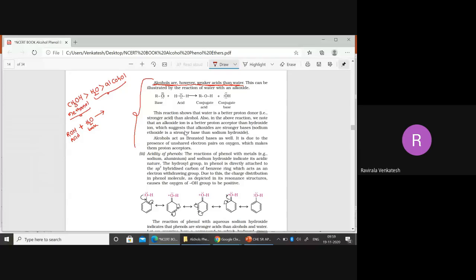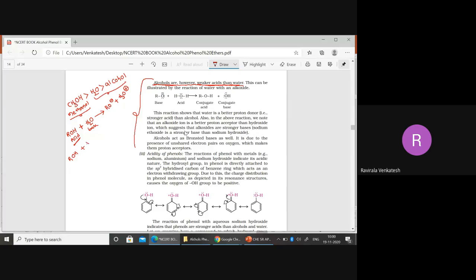this product, the acid will release the H plus, so we get RO minus, and this base will accept the proton, we get H3O plus. Now RO minus you got here as a product. Now reversely, if I take ROH, isn't it?